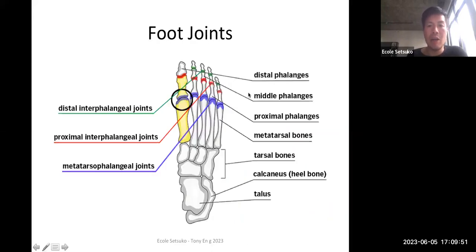And then you have all the different toes, the phalanges. These are all different hinge joints, right? Because it allows only flexion extension. We're not going to go into detail, but just know that there are joints in each of the toes, each of the metatarsals.